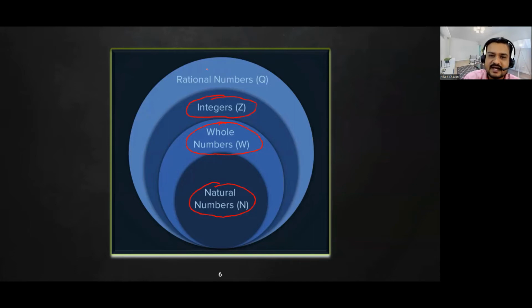And finally, at the last, when we take rational numbers, in rational numbers all integers are also there, all whole numbers are also there, all natural numbers are also there. This is a new family of rational numbers. Yes, Akhil, integers are represented by I also, and Z also.